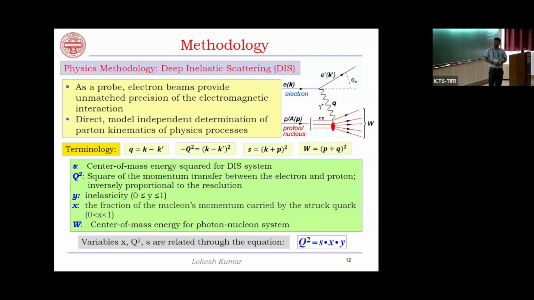The physics methodology includes deep inelastic scattering of electrons with protons and nuclei. It has an advantage as a probe: electron beams provide unmatched precision for the electromagnetic interaction. It provides direct, model-independent determination of parton kinematics, and the various terms involved in these collision systems are listed here, and these important terms x, Q square and s are related by this relation.